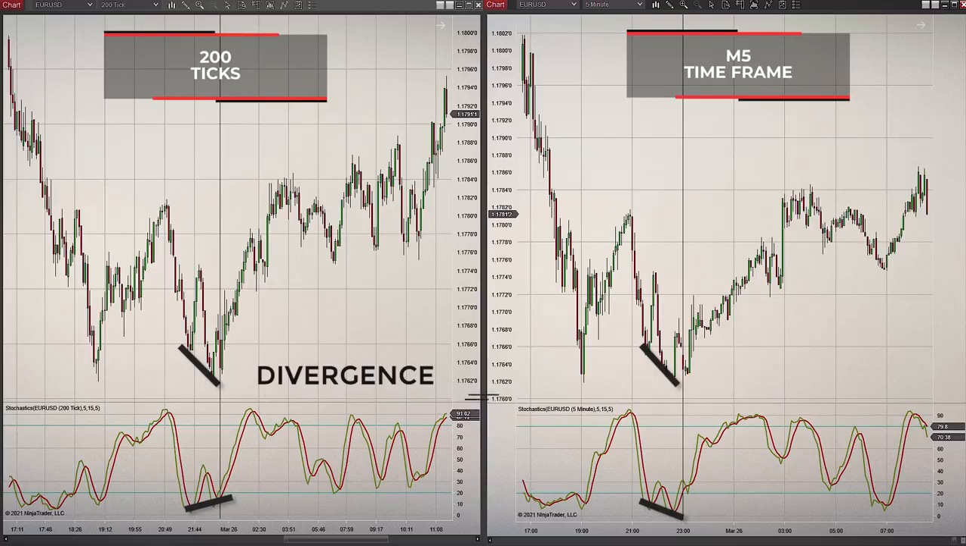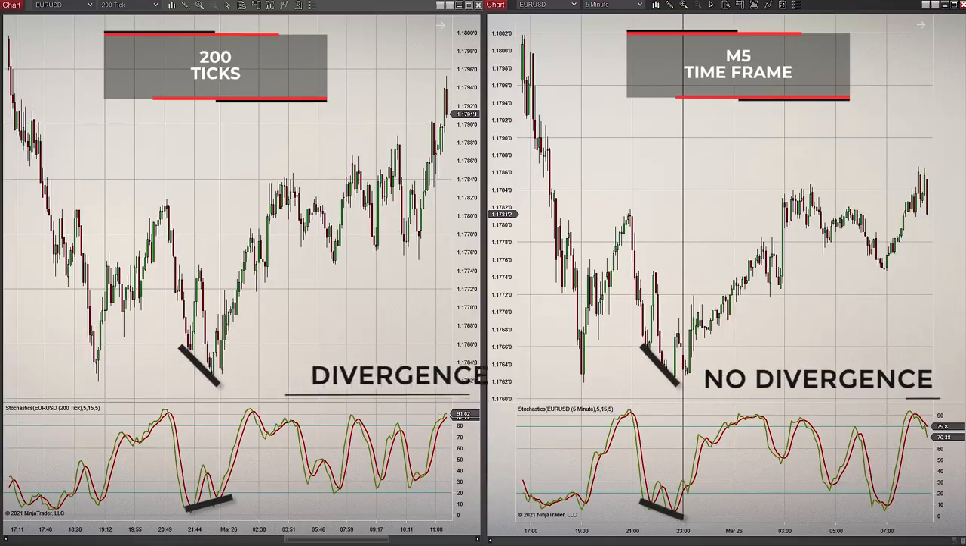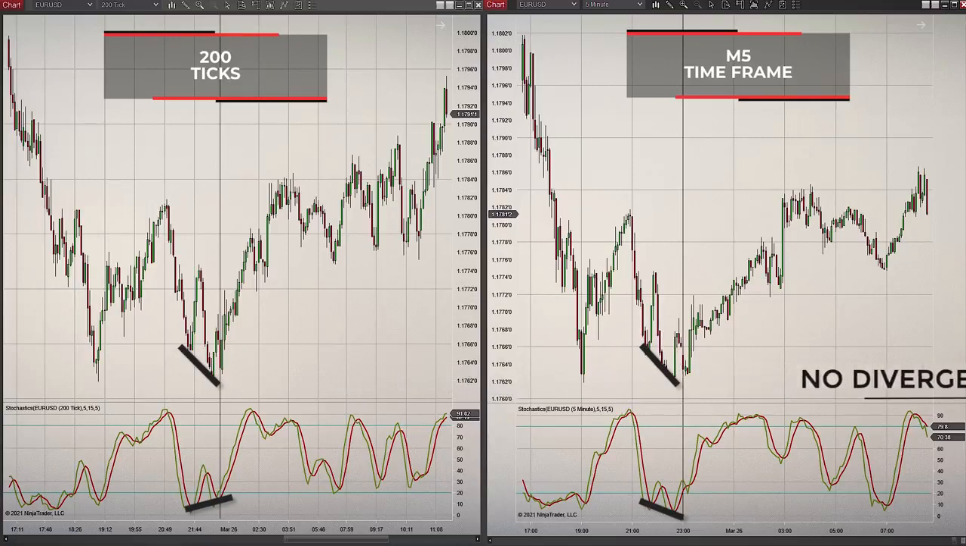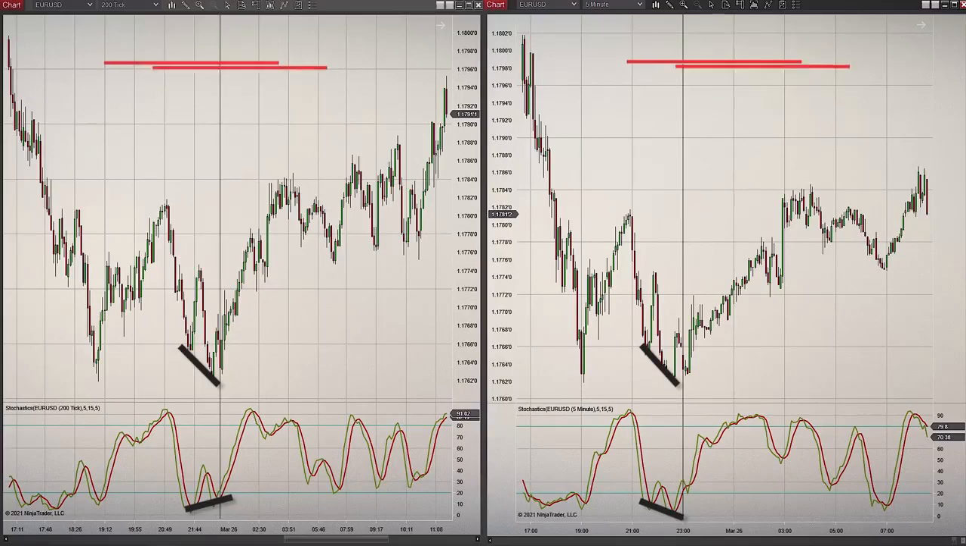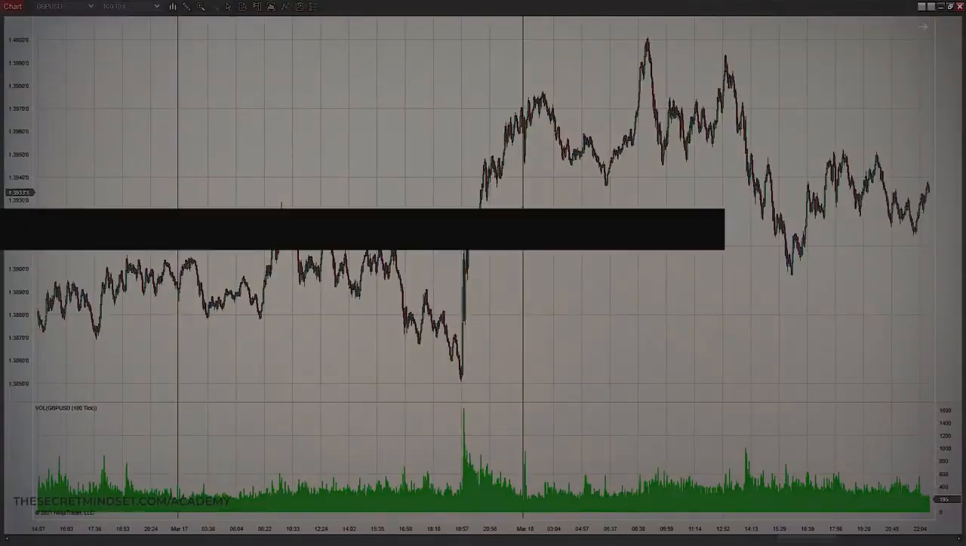Now the same evolution on a 5-minute chart. As you can see, no divergence is shown. Also, the choppiness of indicators is more visible on the time-based charts. If you compare the signals offered by the time-based charts with the one generated by the tick charts, you'll see a slight difference.